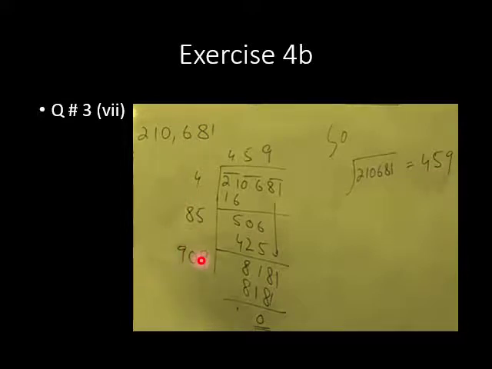It becomes 90. So we will add here 9 and multiply it by 9. Then we will get the required number. So our perfect square is 450.